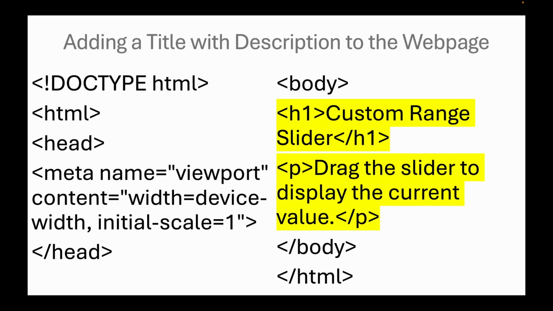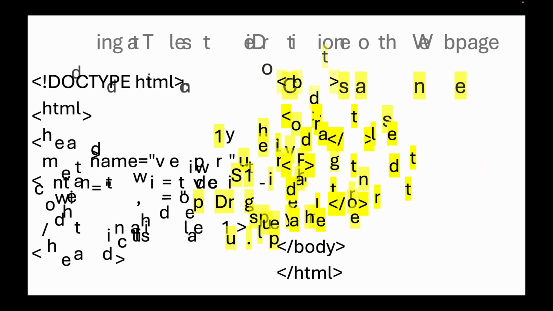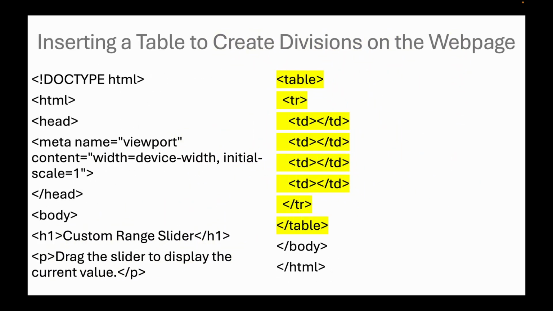First, we should add a title with description to the web page. We have already discussed in a previous video that H1 is for the title and P is for the paragraphs. Next, we insert a table to create divisions on the web page. In this demonstration, we will be featuring 4 range sliders.